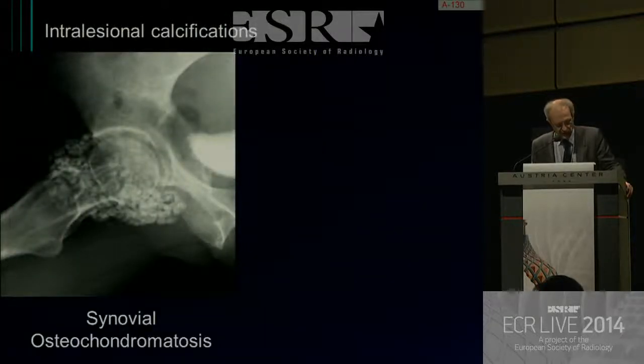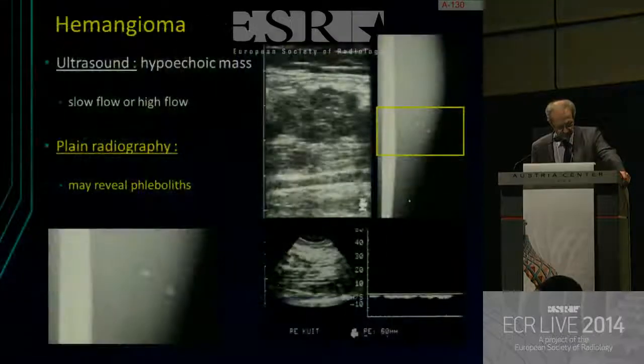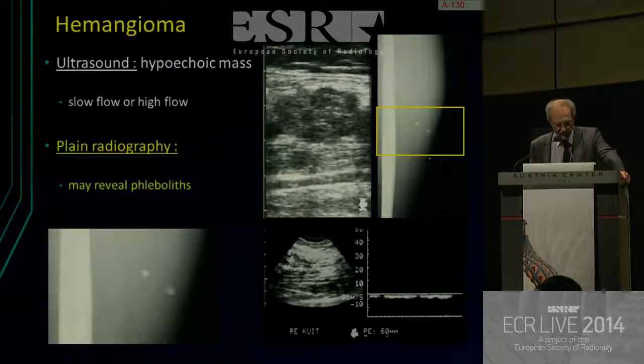You all know synovial osteochondromatosis connected to the joint when you see calcifications or ossifications. And in pigmented villonodular synovitis, when you do X-ray, but often when you do CT scan, you will see calcifications and dense areas with iron content. Calcifications can also be found on ultrasound or on plain radiography in phleboliths, and then you have the diagnosis of a hemangioma.